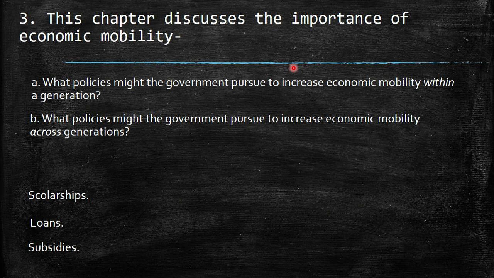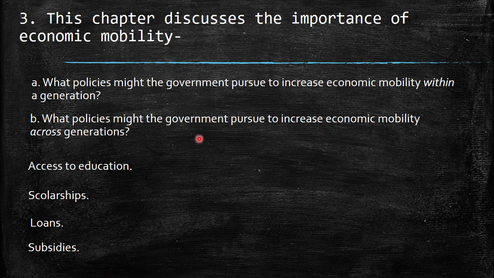The third point says, this chapter discusses the importance of economic mobility. A. What policies might the government pursue to increase economic mobility within a generation and across generations? Definitely, this is kind of subtle, I must admit, and something like personal opinion. So I would say that this could be one of the important tools that can provide economic mobility not only within a generation, but also across generations.